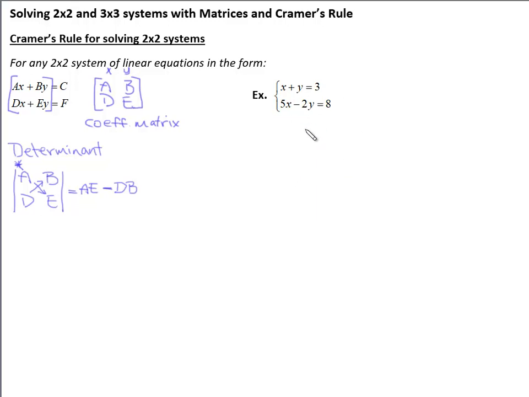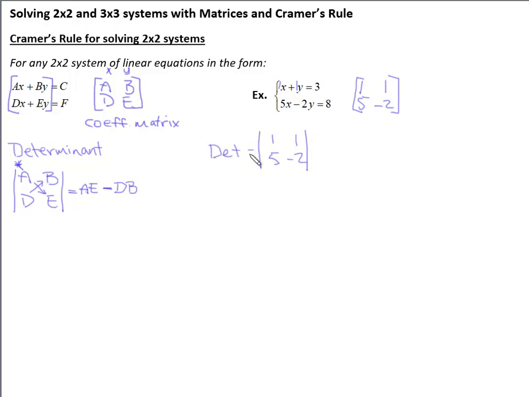So let's use our practice problem over here for now. My coefficients in front of x and y here would be 1 and 1. And for x and y in the second equation would be 5 and negative 2. Okay, there's my coefficient matrix. And if we find our determinant, 1, 5, 1, and negative 2. Gosh, that's pretty jammed together. Let's make that a little nicer. 1, 5, 1, negative 2. Okay, so we're going to find our determinant.